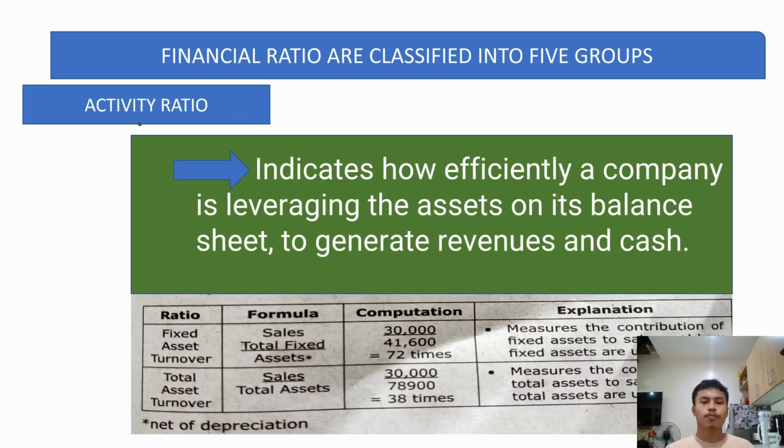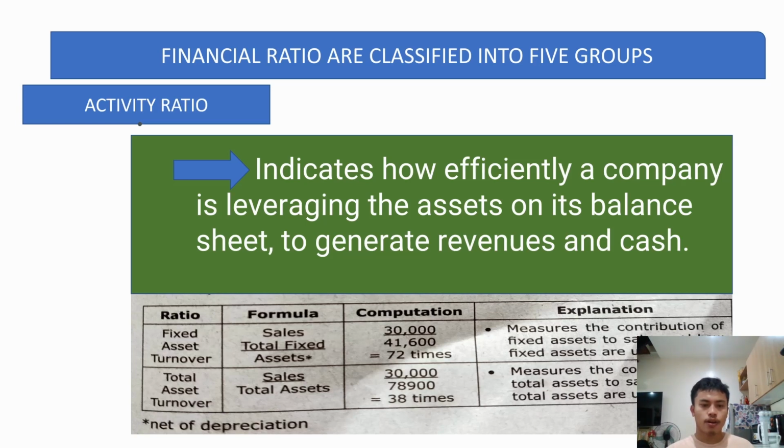The last classification of financial ratios is the activity ratio. The activity ratio indicates how efficiently a company is leveraging the assets on its balance sheet to generate revenue and cash. Look at the table: the ratio, the formula, the computation, and the explanation.